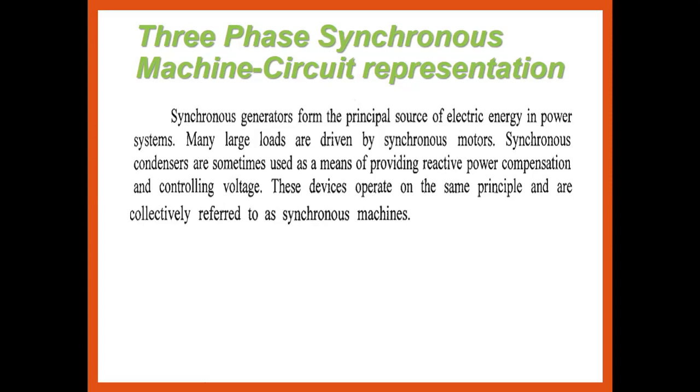Synchronous generators form the principal source of electrical energy in the power system, and many loads are driven by the synchronous motor. The difference between the synchronous motor and the synchronous condenser is that when the synchronous motor is rotated at no load, it is called a synchronous condenser. Synchronous condensers are used to provide reactive power compensation, to control voltage, and to improve the power factor of the power system.